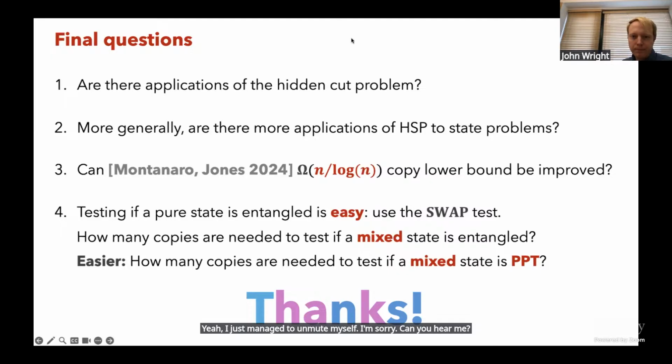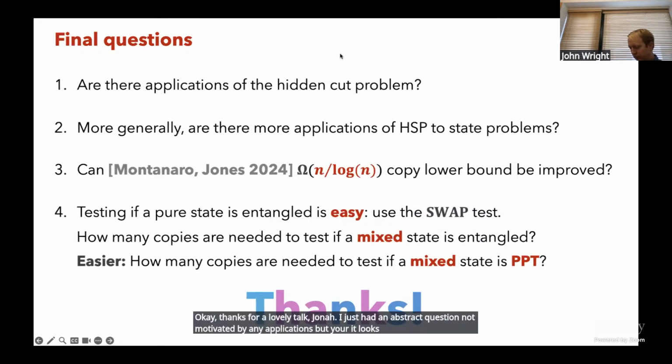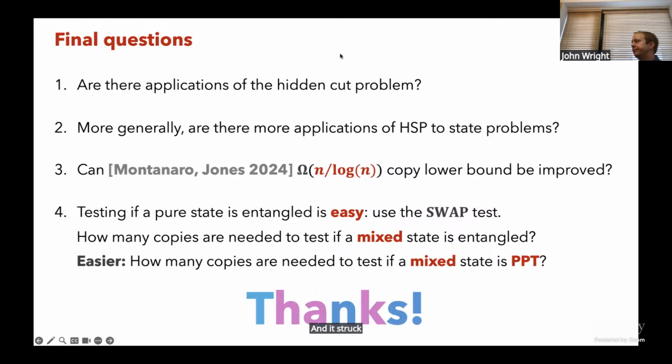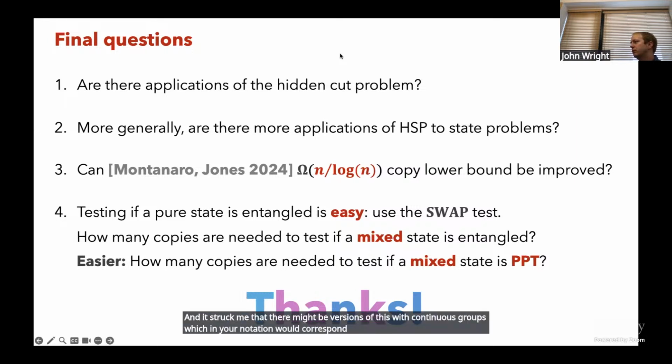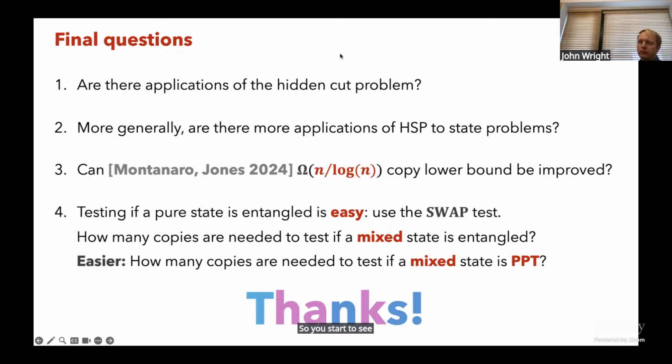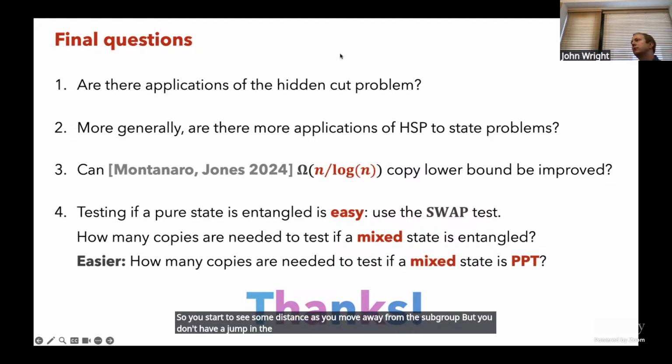Yes. Okay. Thanks for a lovely talk, John. I just had an abstract question, not motivated by any applications. It seems to me that all the groups you're dealing with are discrete, and it struck me that there might be versions of this for continuous groups, which in your notation would correspond to epsilon going to 0 rather than 1. So you start to see some distance as you move away from the subgroup, but you don't have a jump in the distance, so to speak. Is that something that your techniques can handle?